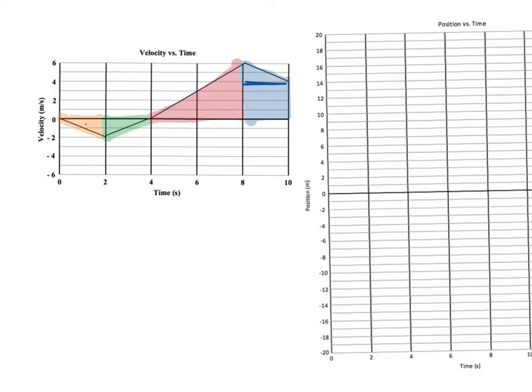So let's start off with the first one. From 0 to 2 seconds we have a triangle, so it's 1/2. Its width here is 2 seconds, and then its height goes from 0 down to -2, so it'd be -2. So 1/2 times 2 times -2 is going to equal -2. The next triangle is actually the same size, so again it's just 1/2. It's got a width of 2 from 2 to 4 seconds, and it also has a height of -2, so that's going to equal -2 as well.